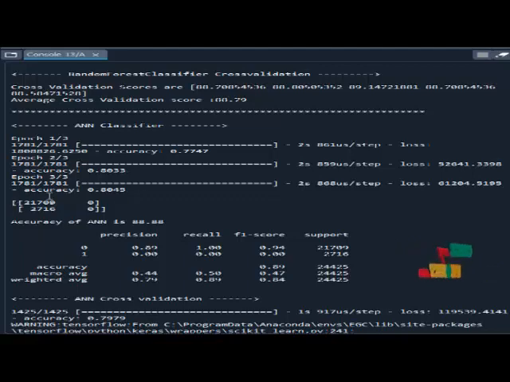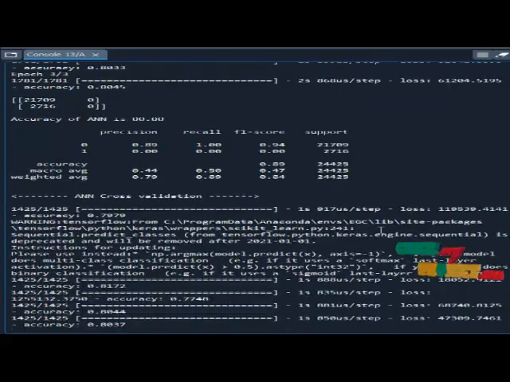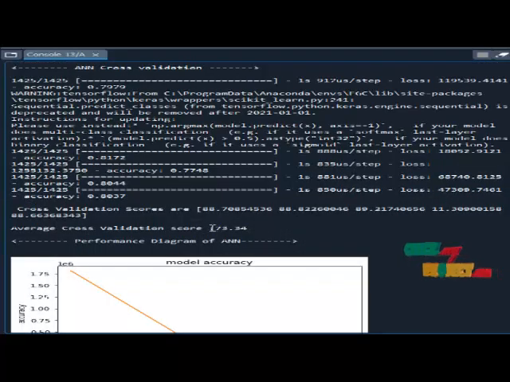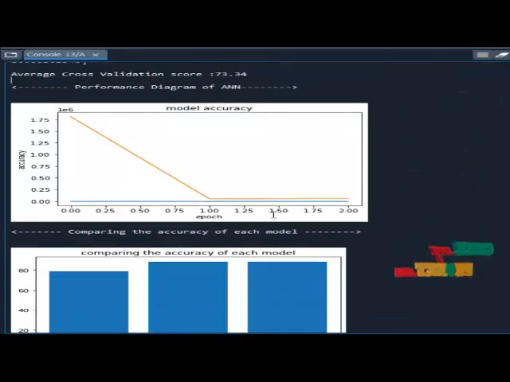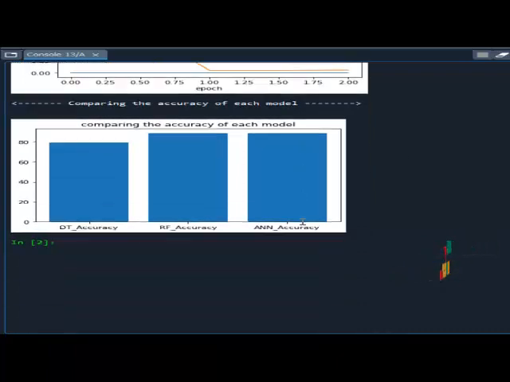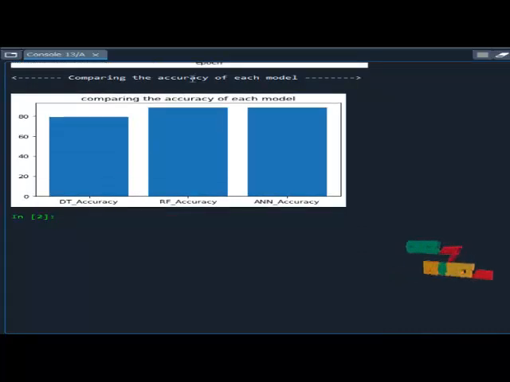This is the confusion matrix of the ANN classifier, and the accuracy of the ANN is 88.88. This is the classification report. The average cross-validation score of the ANN classifier is 73.34. This is the performance diagram of ANN. At last we have compared the accuracy of each model, that is decision tree, random forest and ANN accuracy.